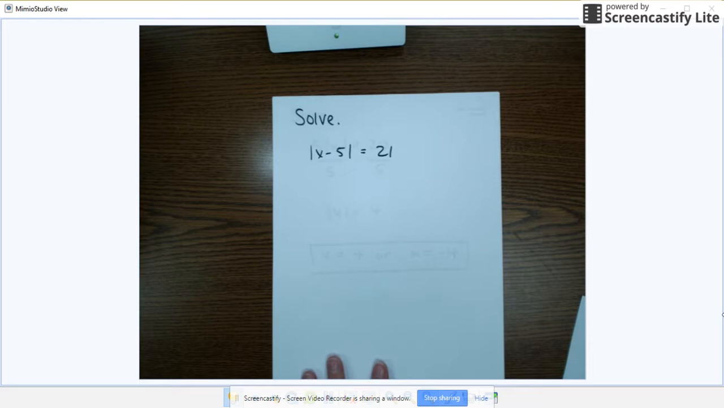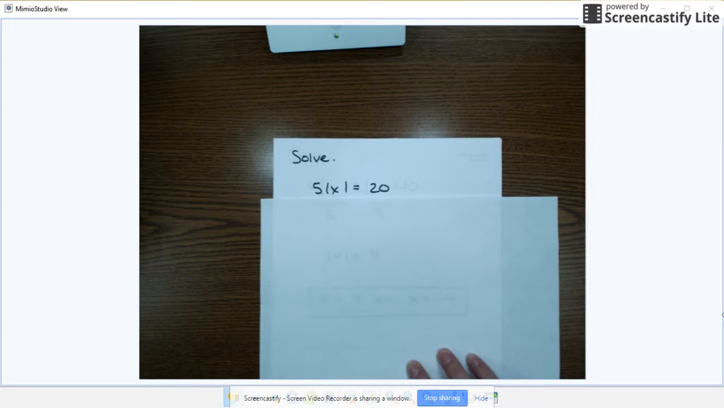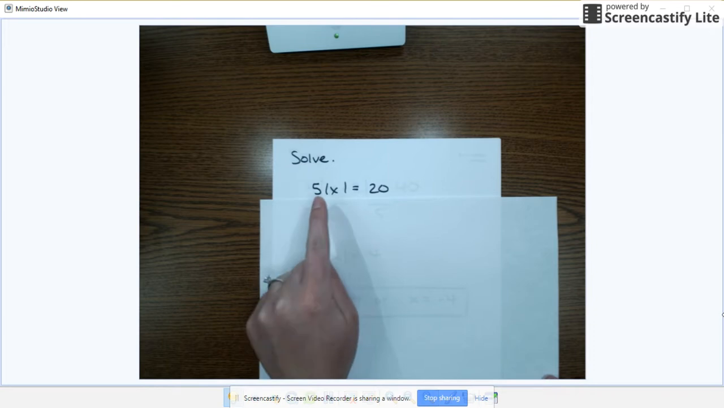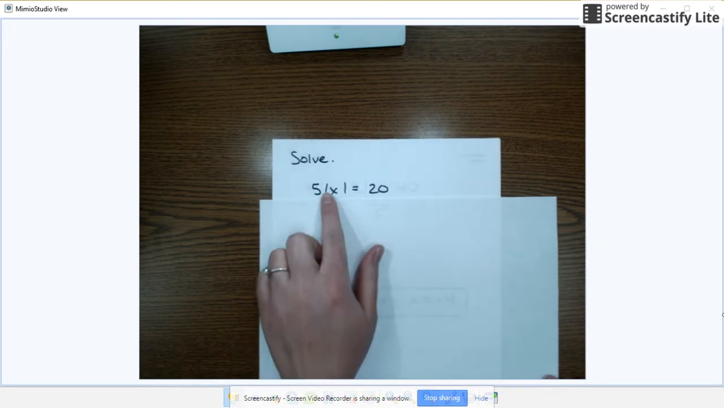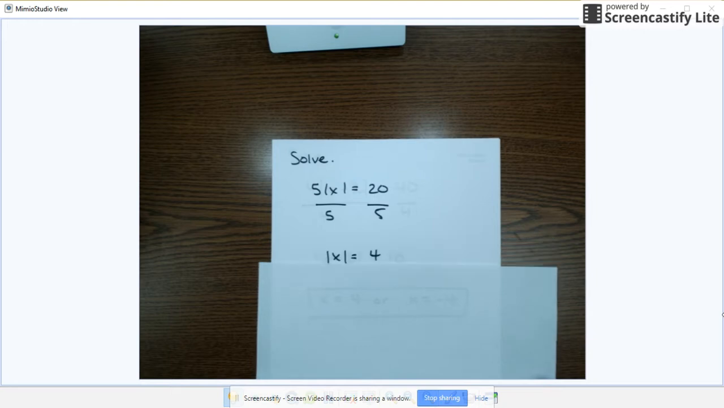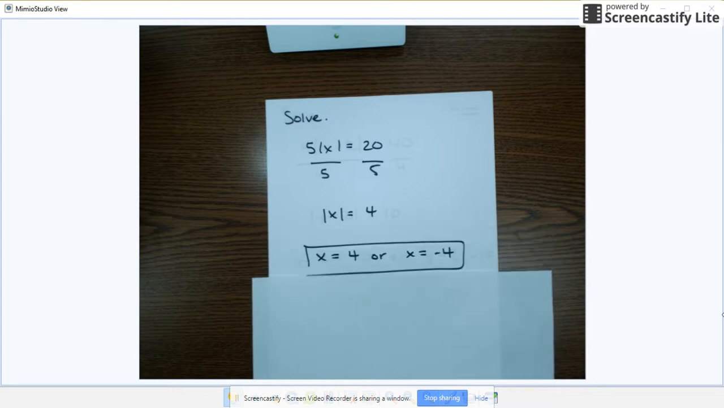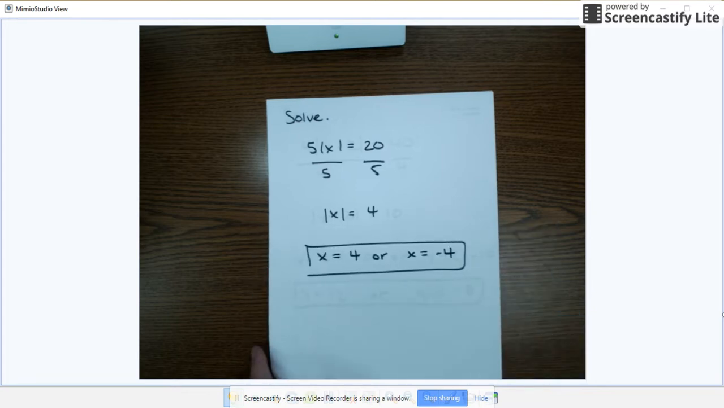I want you guys to solve this one. Here we have 5 times the absolute value of x equaling 20. In order to solve this, in order to write our two equations, we must get that absolute value by itself. So think about it as if it didn't have absolute values there. To solve this, we would have to divide by 5, so that's our first step. That leaves us with absolute value of x equals 4. This is one of those really basic examples from the beginning, so we have x equals positive 4 and x equals negative 4 as our answer.